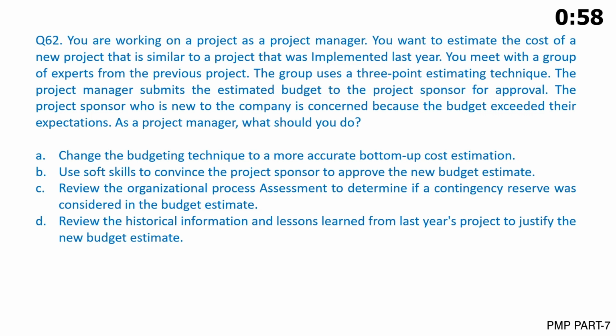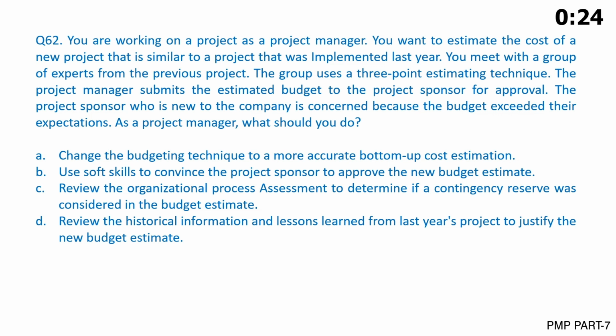You are working on a project as a project manager. You want to estimate the cost of a new project that is similar to a project that was implemented last year. You meet with a group of experts from the previous project. The group uses a 3-point estimating technique. The project manager submits the estimated budget to the project sponsor for approval. The project sponsor, who is new to the company, is concerned because the budget exceeded their expectations. As a project manager, what should you do?